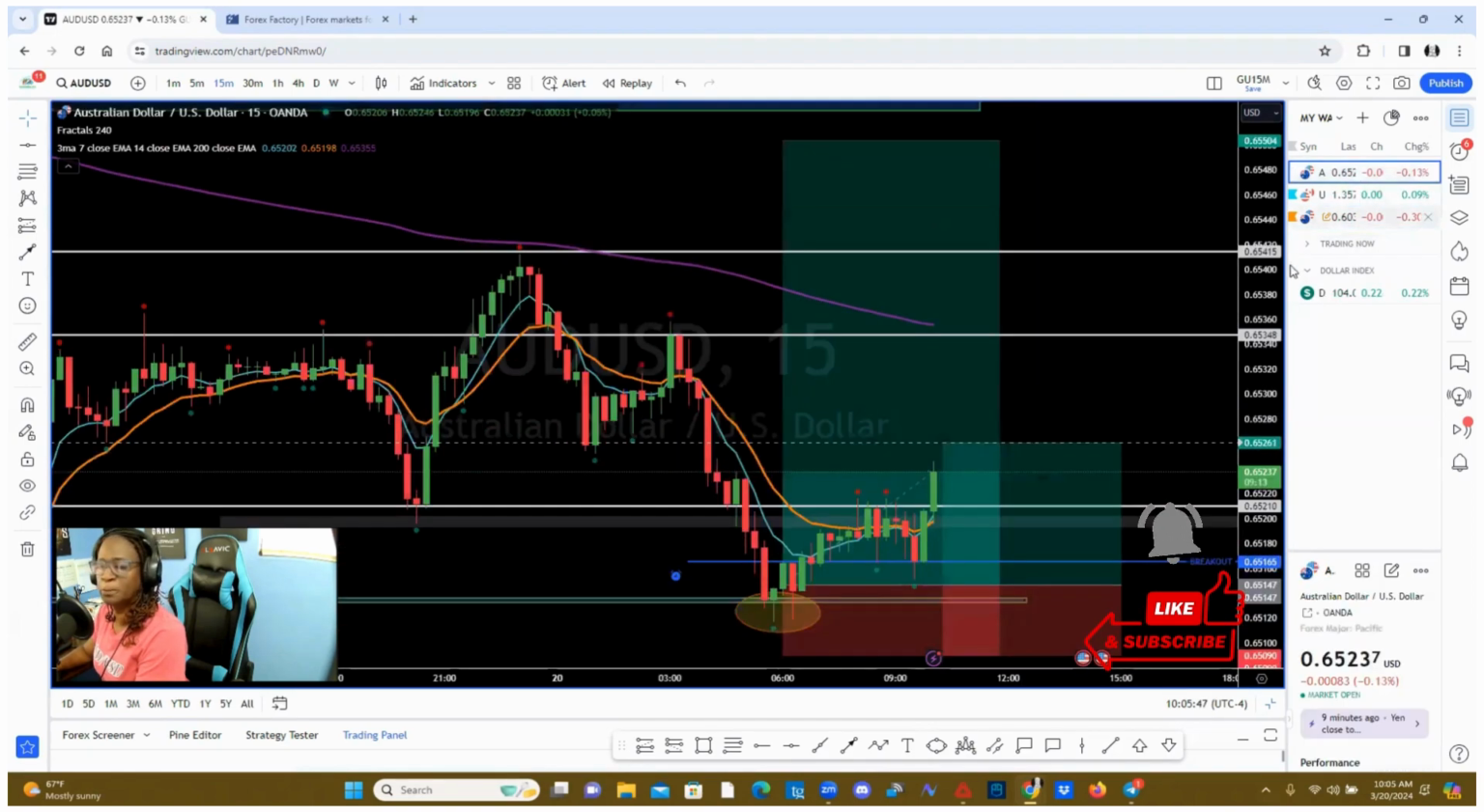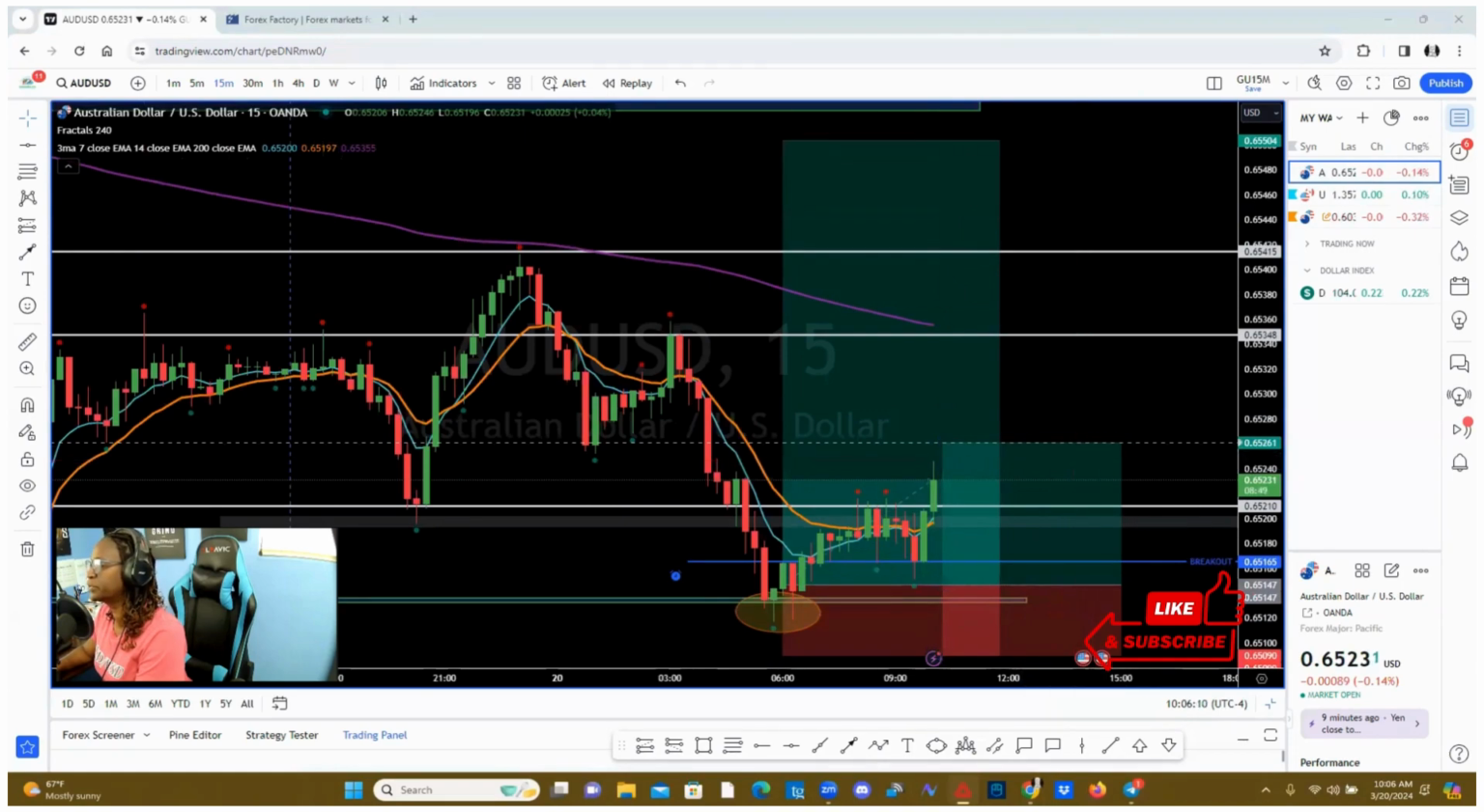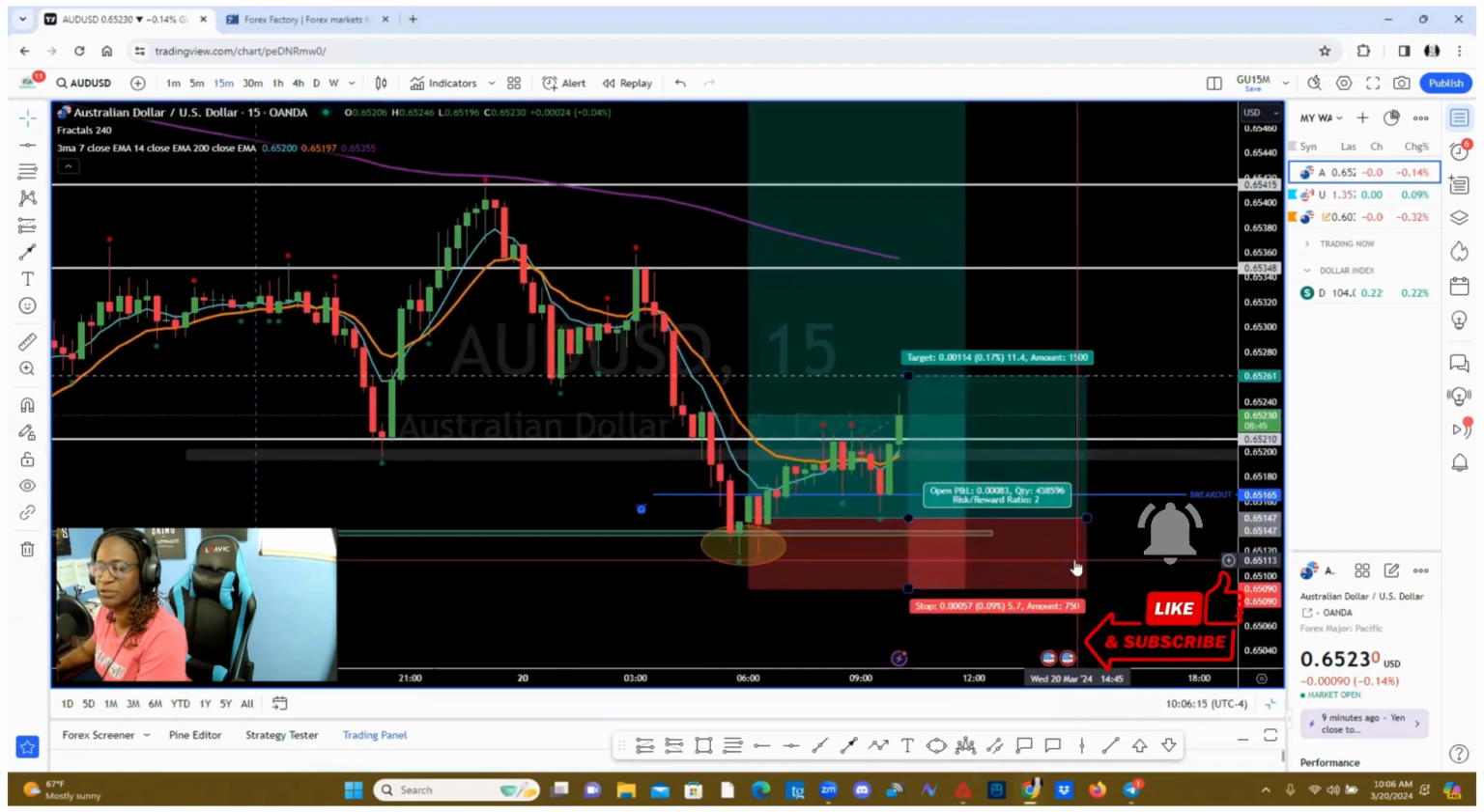Well, we definitely should have protected our Australian dollar trade. It's protected completely. So let's see where we go from here. We were up like, I think, 10 pips or something. The risk is what? What's our risk on this trade? Not sure.